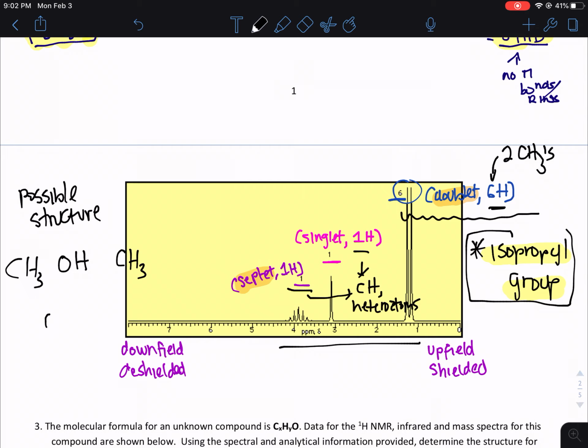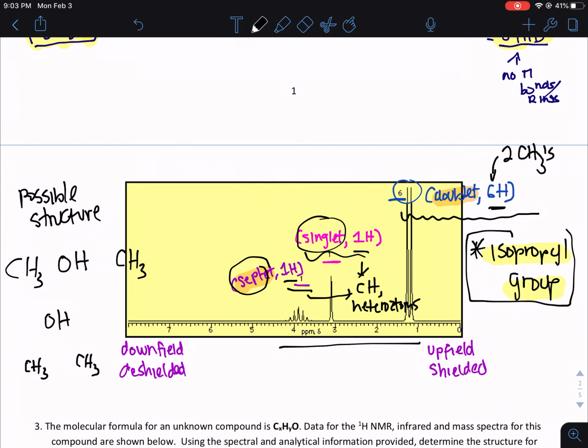Okay, so that would be like CH3, CH3. Okay, so right here we have something that seems to be a CH or heteroatom. And also right here, since there's only one H, that means we could have a CH or heteroatom for that. So how do we determine which one it is? So you see, one is a singlet and one is a septet.